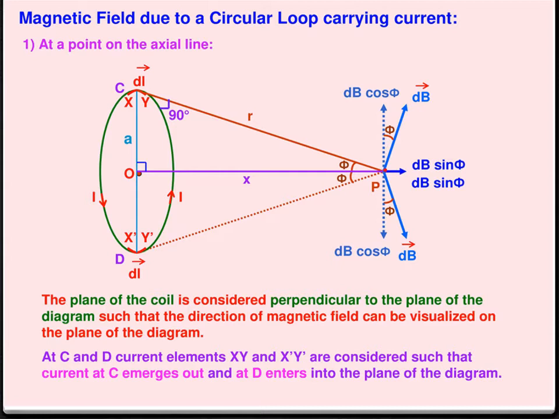From the triangle OCP, take the triangle OCP. Here sin phi is equal to R by (R square plus Z square) whole power 1 by 2, where r square equals capital R square plus Z square.